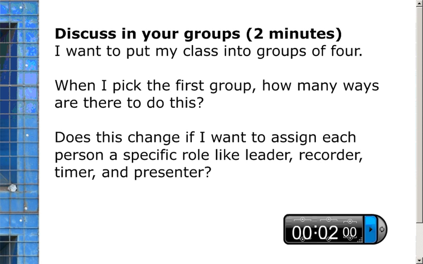And does it change if I just want the four people in the group, or if I'm going to assign them a specific role? So one person's going to be the recorder, one's going to be the leader, one's going to be the timer, one's going to be the presenter. I'm going to give you 2 minutes to talk about that, and then let's discuss it a bit.